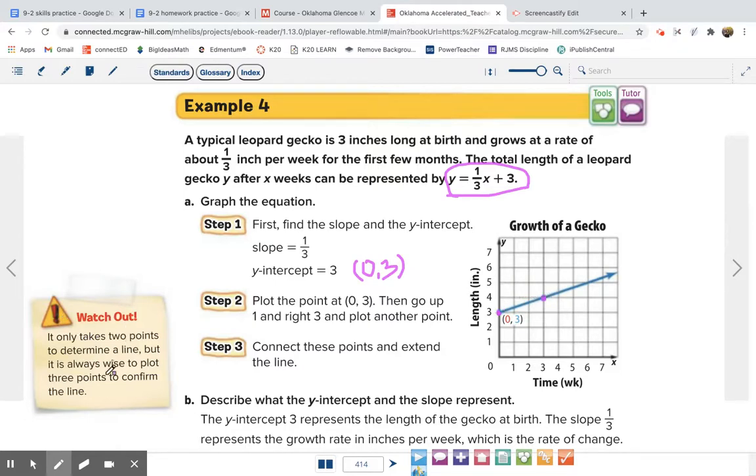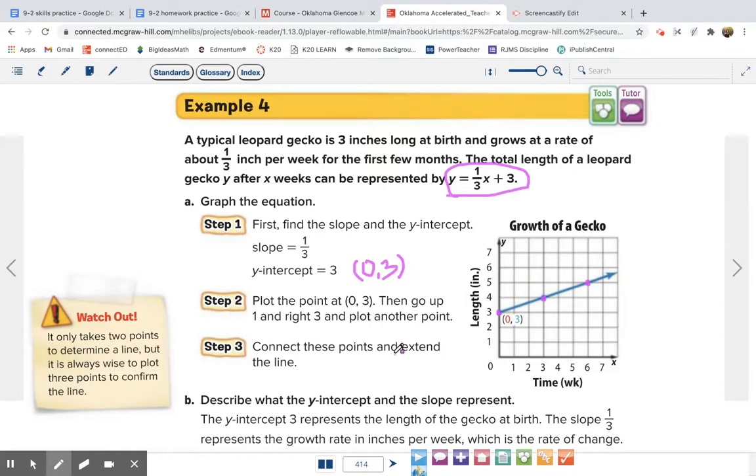I do like this over here. It only takes 2 points to make a line, but it's always wise to plot 3 just to confirm your line. So you really only need 2 points, but it always helps to make sure you're doing it right to go ahead and put 3 or more. So up 1, over 3, and so on. Then we could draw our line through that.